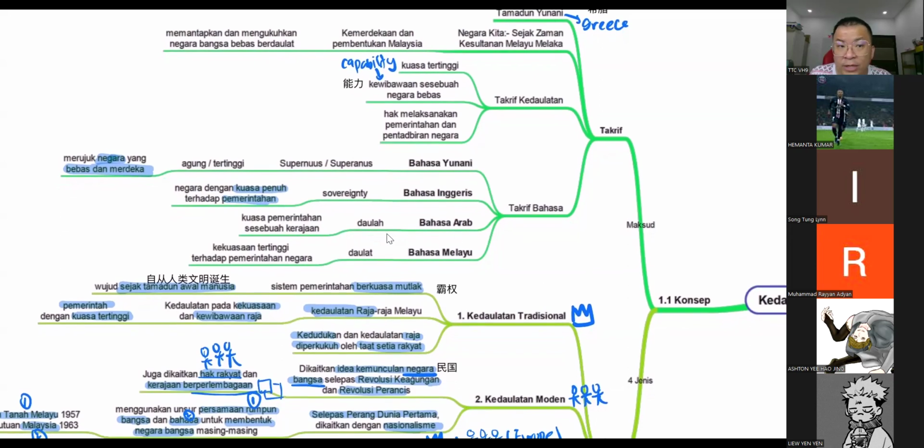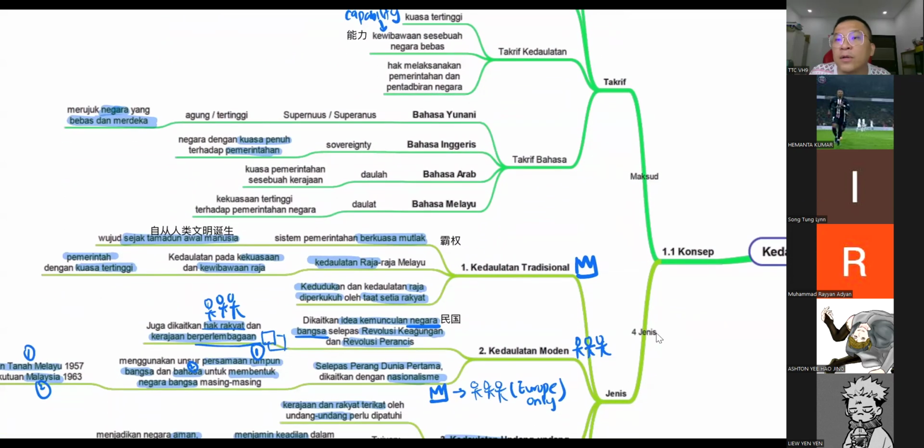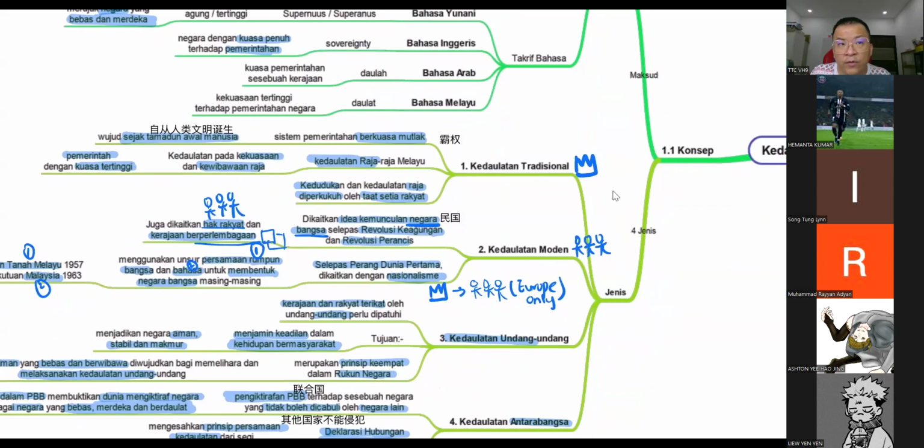Then in Arabic it is called Daulah. Daulah means kuasa pemerintahan kerajaan, a country's governing power, the power to govern and decide for the country. So in Malaysia, bahasa Melayu, daulat clearly comes from daulah. It means we have the highest power to decide how we want to run our country, kuasa tertinggi pemerintahan negara. For the concept, we have 4 different types of sovereignty. The first one is traditional. Traditional means the king decides.